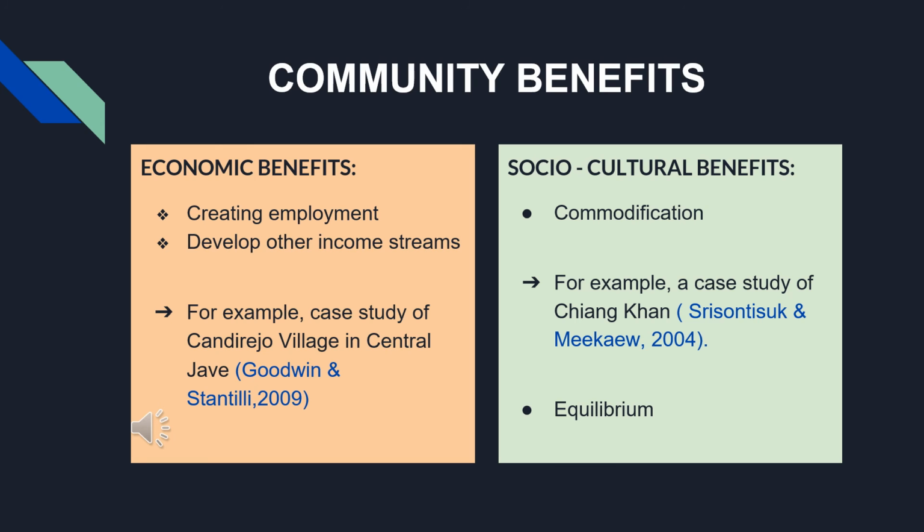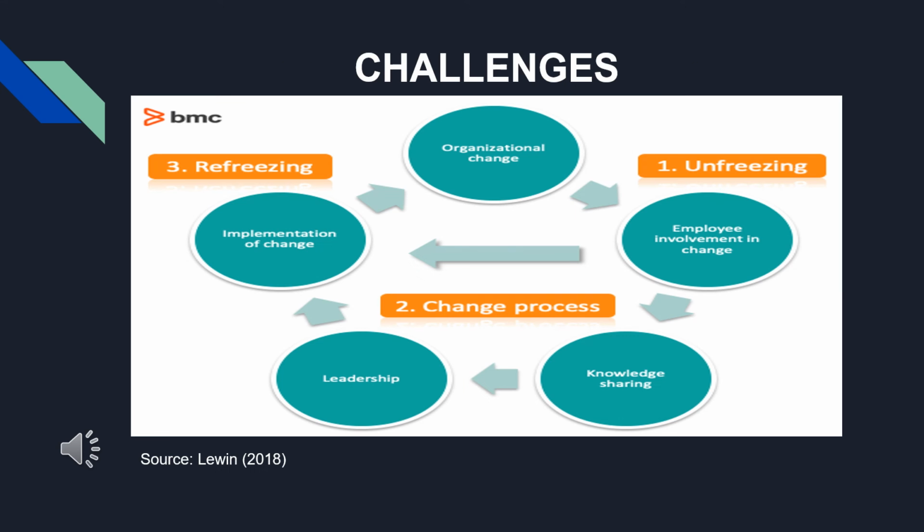Lastly, equilibrium is a state of creating a balance or stability within local communities. With reference to community-based tourism, a state of balance is created within the local communities as community-based tourism.